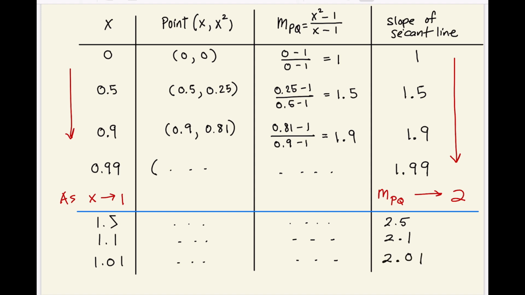I will get the secant line will have slope 2.01. So you can see that whether I choose points to the left of 1, or I choose points to the right of 1, either way, the slopes of the secant lines appear to be approaching 2.